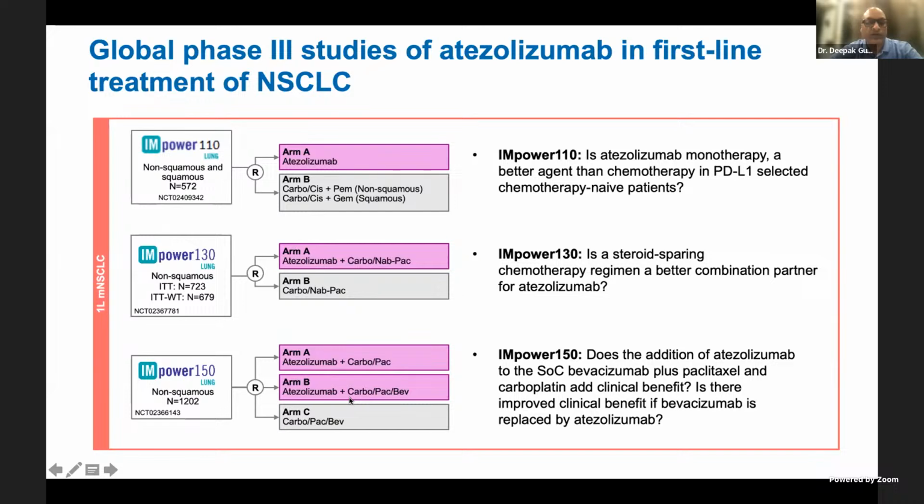Then IMpower 150, which was again for non-squamous lung cancer. In this, the four-drug combination of ABCP or the triplet regimen of ACP was compared against the BCP regimen of bevacizumab, carboplatin and paclitaxel.